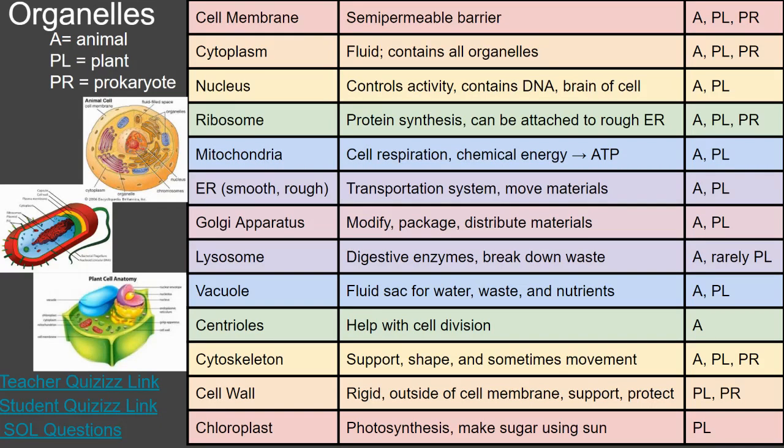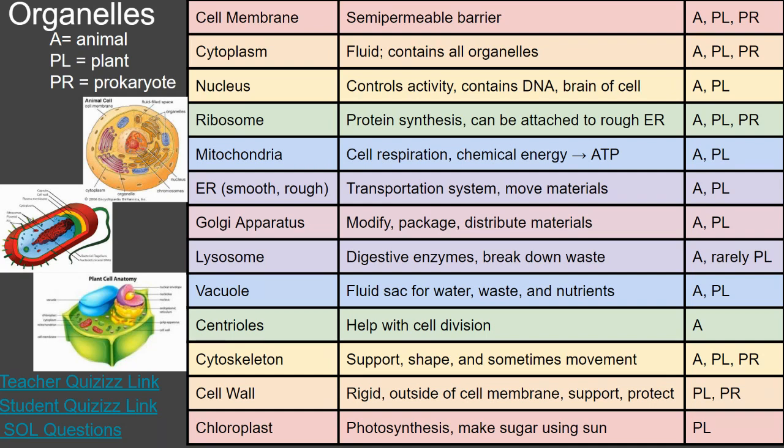The Golgi apparatus is kind of like the post office of the cell because it modifies, packages up, and distributes materials. So just like our post office can send mail within the city or even outside of the city, our Golgi apparatus can send materials throughout the cell or even send things outside of the cell.